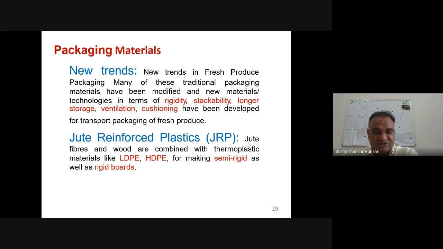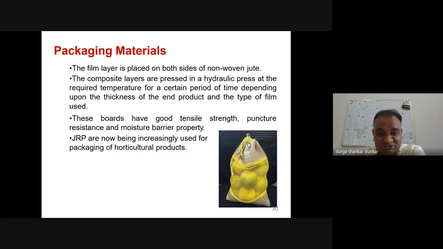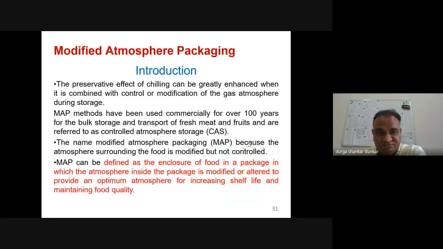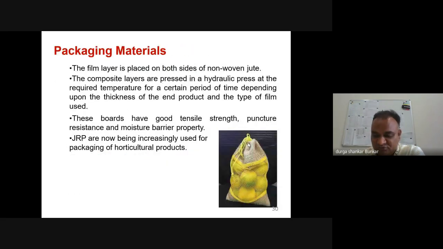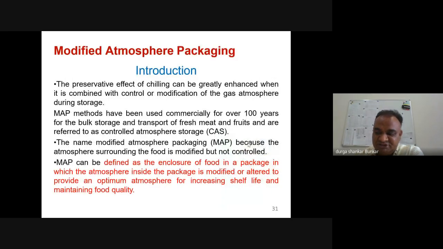So jute fiber and wood are combined with thermoplastic material like LDPE, HDPE for making semi-rigid as well as rigid board. And some jute bags are also used for the transportation of fresh produce. So these are the listed packaging materials we normally use, and then we go for several techniques by which we can enhance the shelf life.